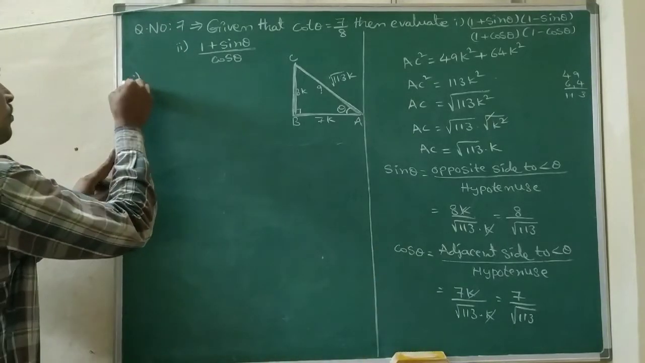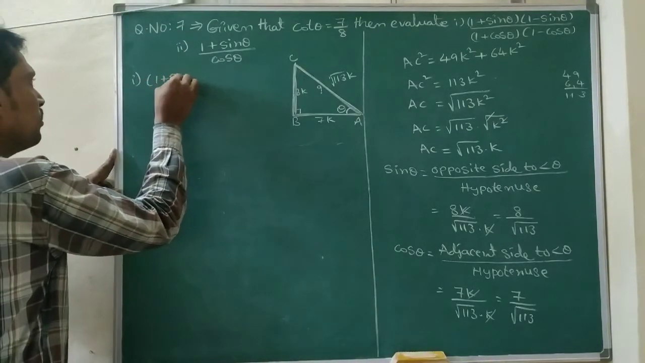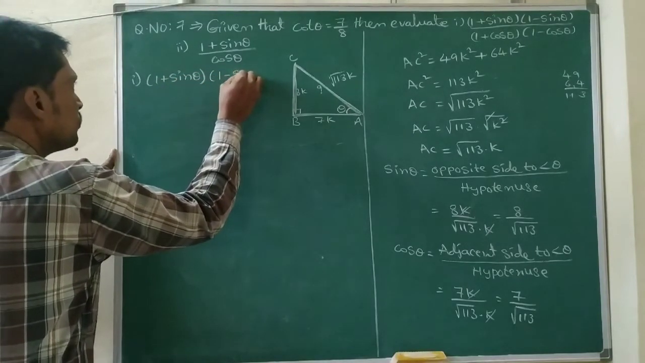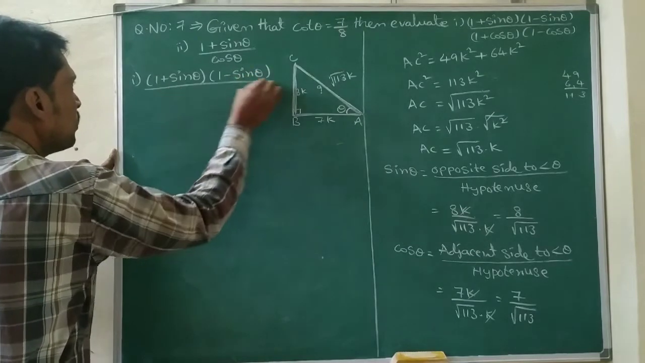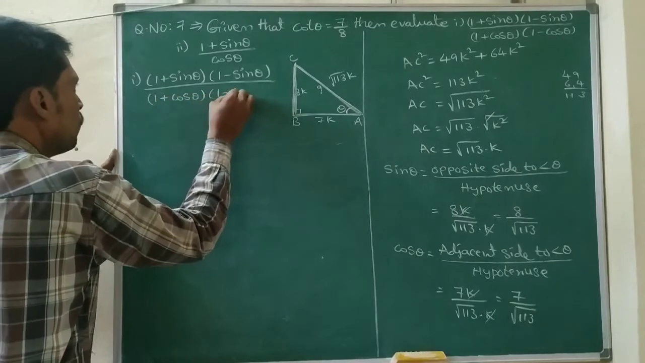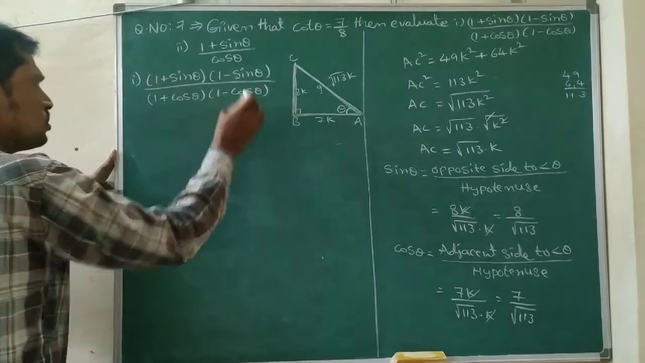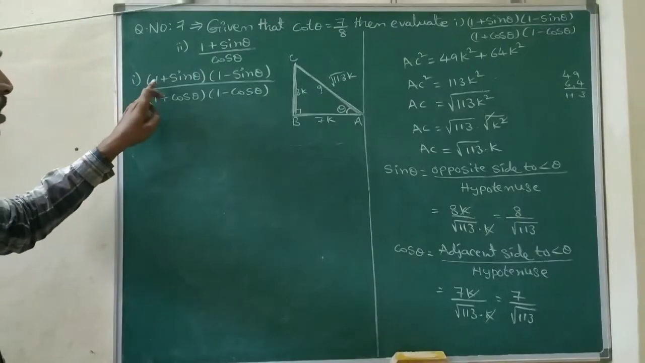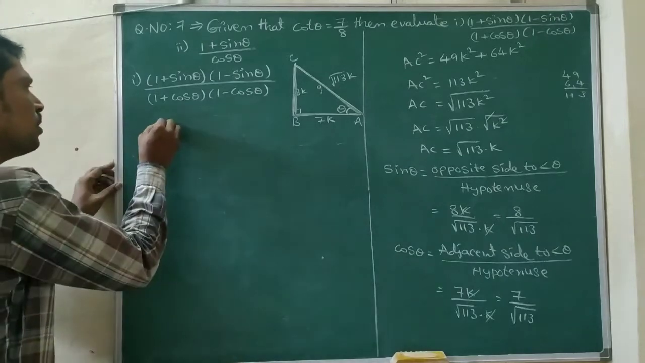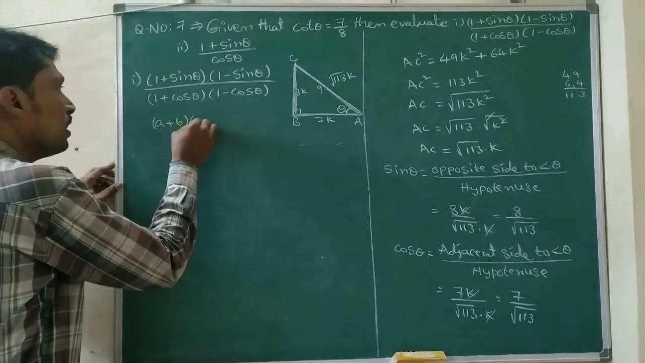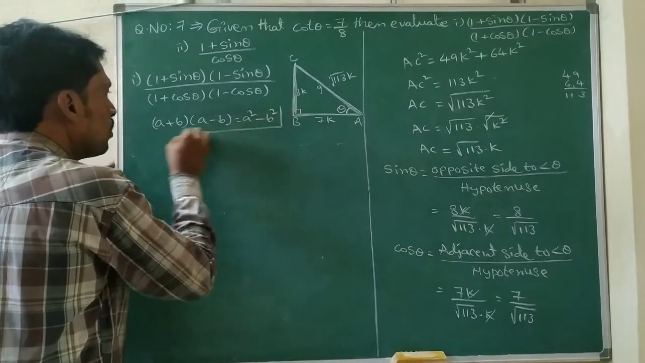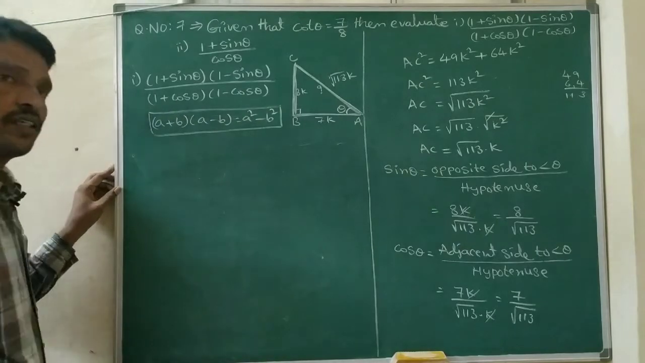First one, it is (1 plus sin theta) into (1 minus sin theta) by (1 plus cos theta) into (1 minus cos theta). So just once you have to observe here, it is in the form of (a plus b) into (a minus b). So what is the formula for (a plus b) into (a minus b)? A square minus b square. So a square minus b square.